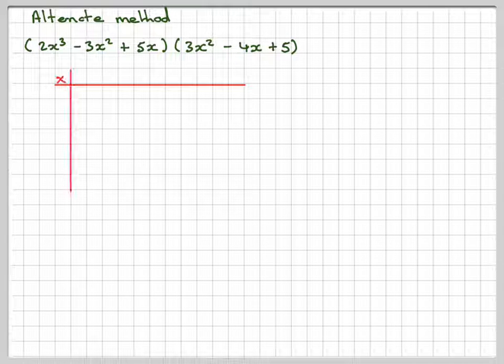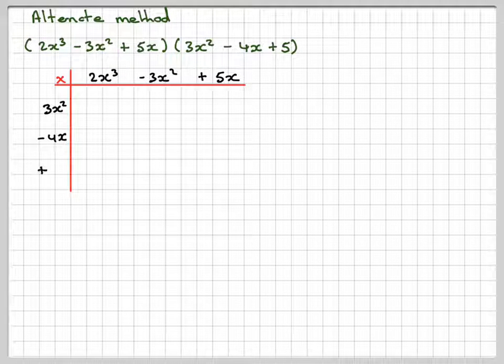Now an alternative method is to use a grid. So write the top one out across the top here, each term with the correct sign: 2x cubed minus 3x squared plus 5x, and then write this one vertically like that, so you get 3x squared minus 4x plus 5, and then work out each thing individually.